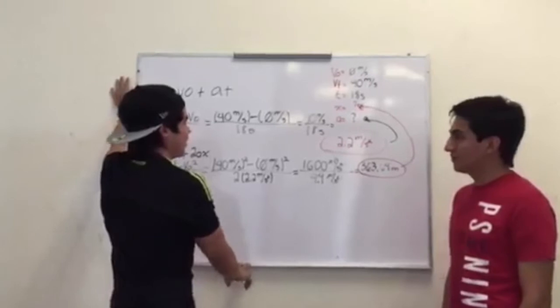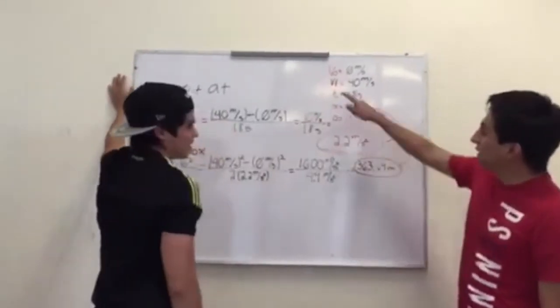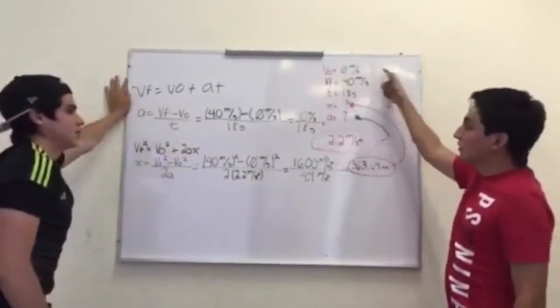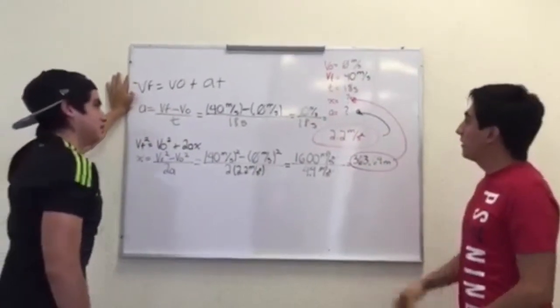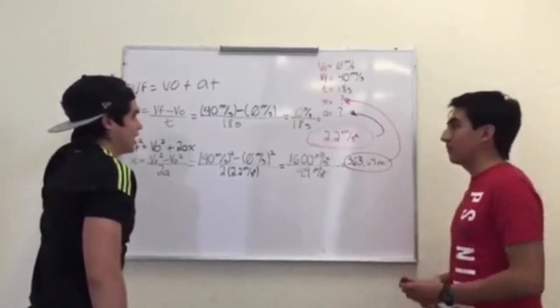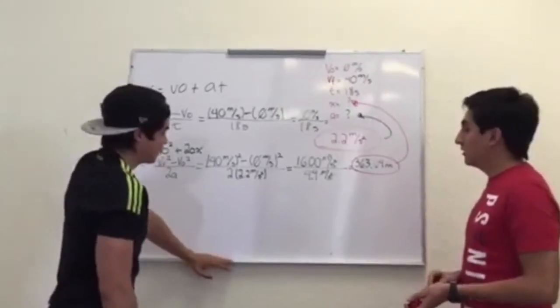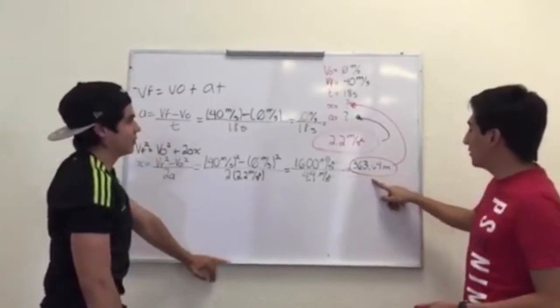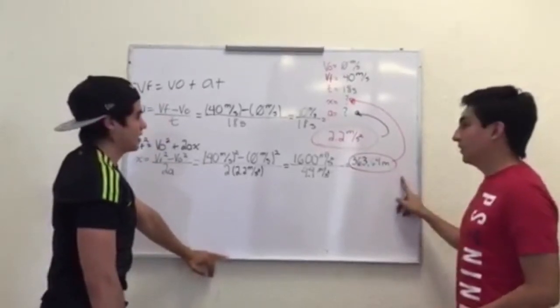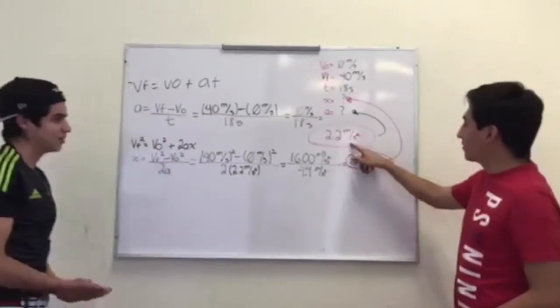Well, the final values are: initial velocity is equal to 0 meters per second, final velocity is equal to 40 meters per second, time is equal to 18 seconds, the distance x is 363.64 meters, and the acceleration is 2.2 meters per second squared. We can use these formulas to get the velocity, initial or final, the time, the distance, or the acceleration of a car that is moving with a constant acceleration.